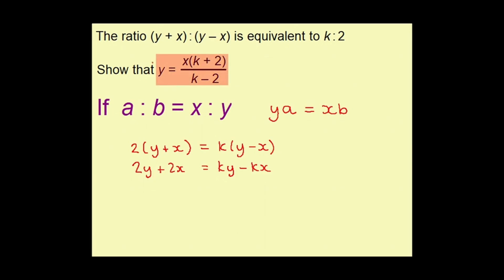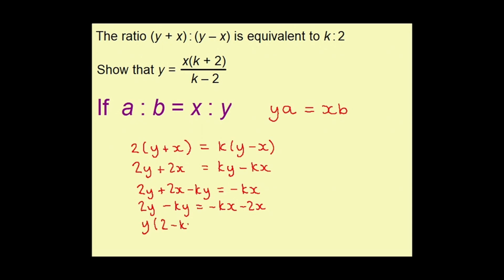Looking at this, I can see that I want to isolate the y. So I'm going to take ky away from both sides. That gives me 2y plus 2x minus ky equals minus kx. Now I'm going to subtract 2x from both sides. So that's 2y minus ky equals minus kx minus 2x. Now I'm going to factorise both sides. So here I get y, 2 minus k, and here I get x, minus k minus 2.